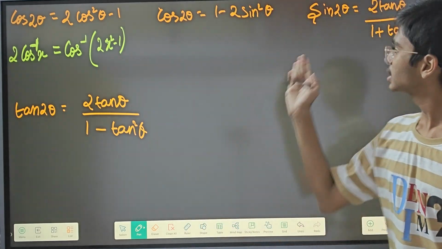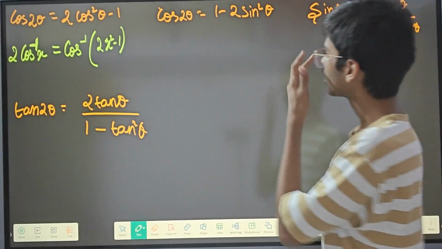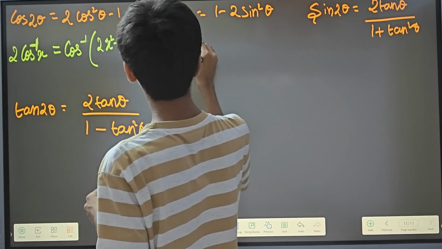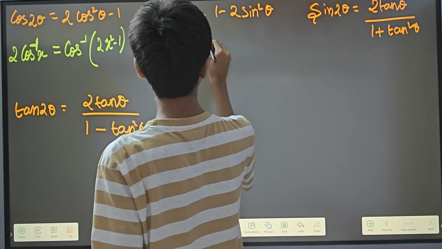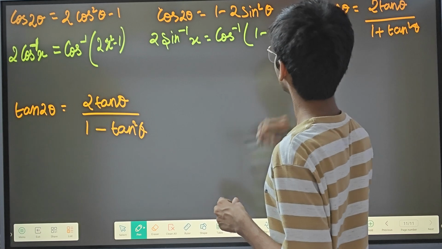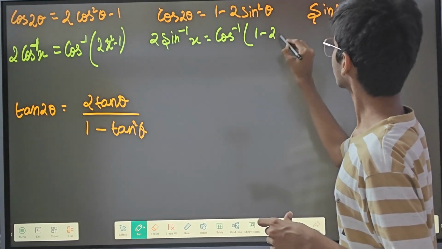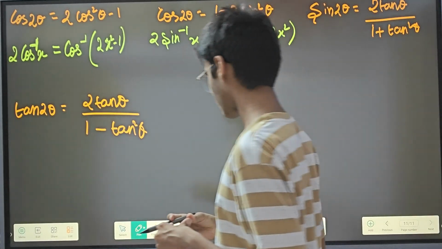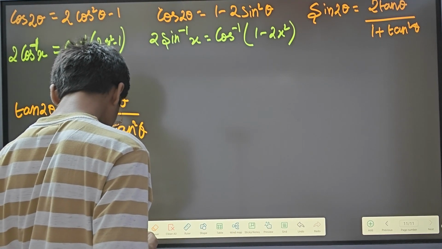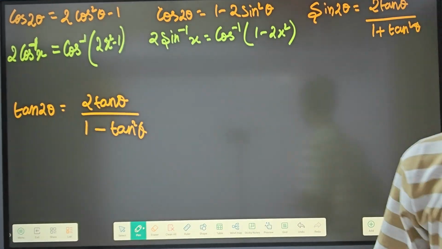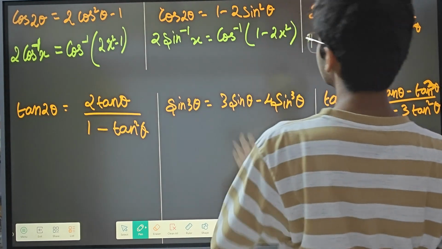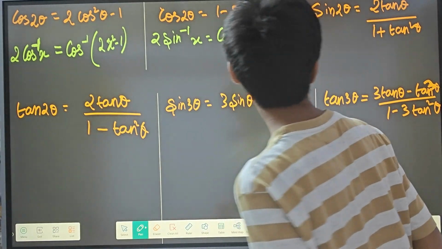Here what you are going to do is put sine over there instead of cos. So then it will be 2 sine inverse x, which is equal to cos inverse of 1 minus 2x square. So this is correct. That is what I had a doubt about, whether it was correct or wrong.